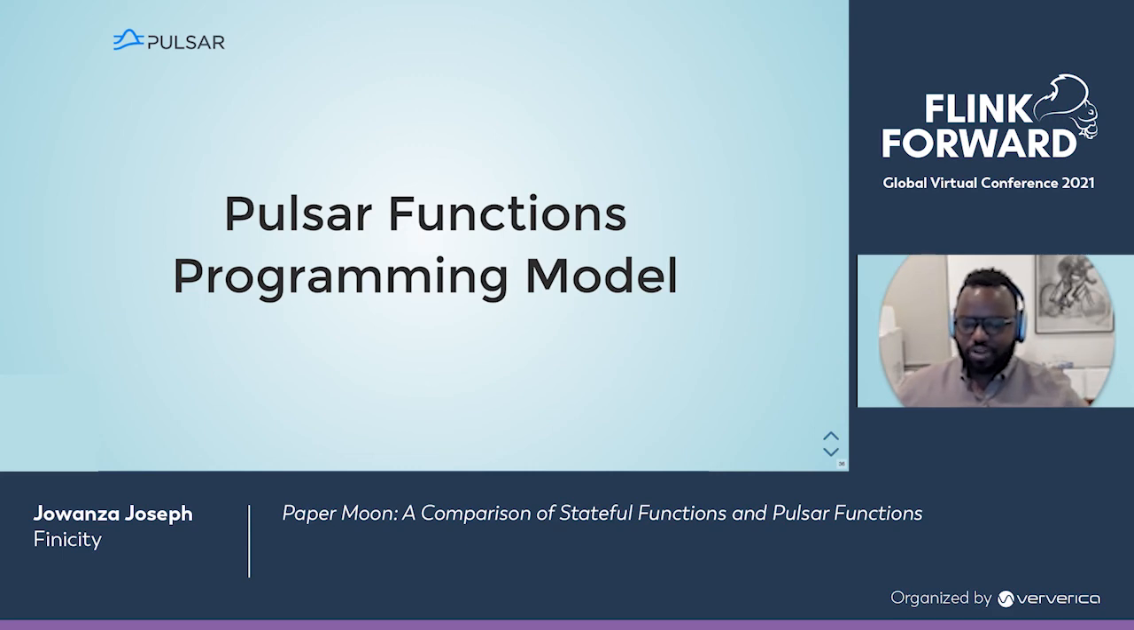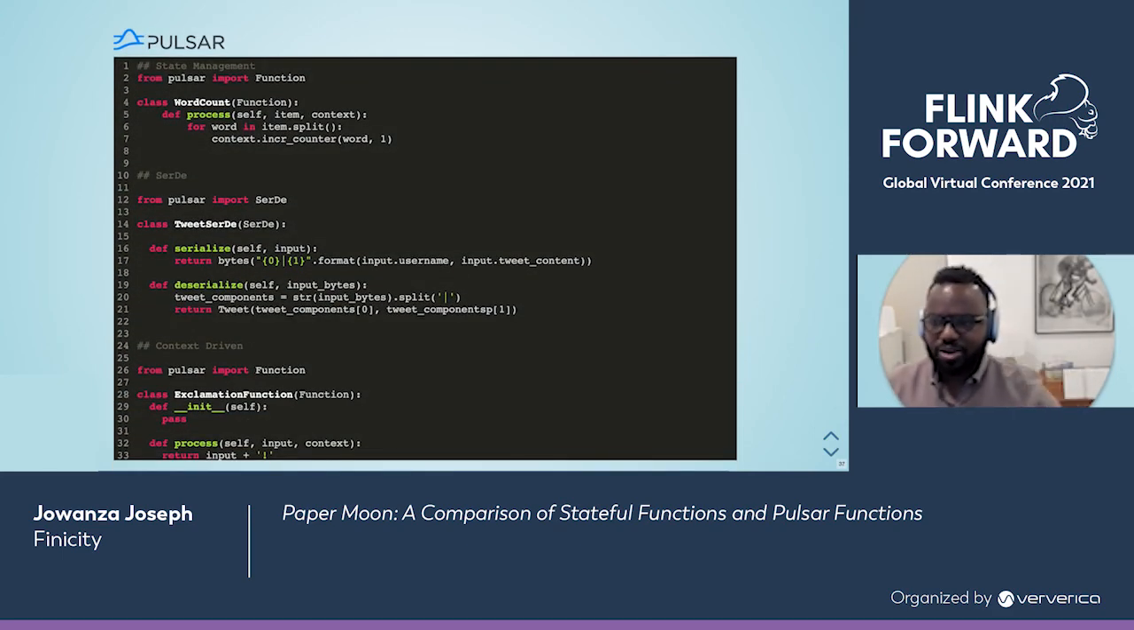And then the Pulsar Functions programming model, using the Python SDK here, has some similarities, but really has some differences. We can do state management, like incrementing this counter, as we discussed before with our double word count. We can also do serializing and deserializing with Pulsar Functions. We can make our own custom serializers and deserializers. This is creating a way to decompose tweets, for example. And then it's really context driven. Every function has this context object, and then we can use that context object to perform work.